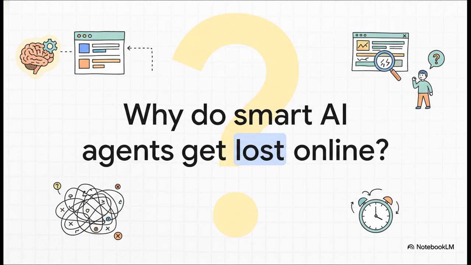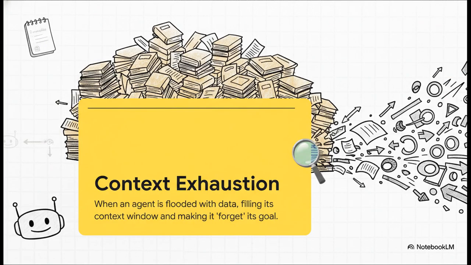But first, let's talk about a problem that I'm sure feels familiar. You can have the most powerful, cutting-edge AI model on the planet, but when you give it a long, complex task on a website, it just gets lost. It gets confused, it forgets what it was doing. So what's going on? Why do these brilliant AI minds seem to have such a hard time online? Well, a huge part of the answer comes down to this one key idea: context exhaustion.